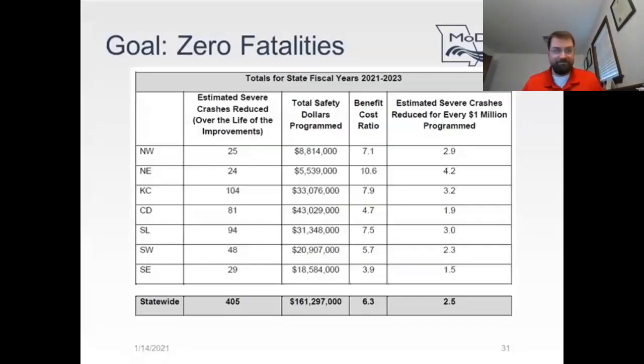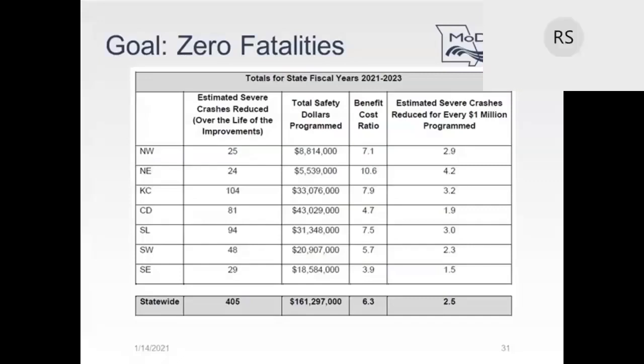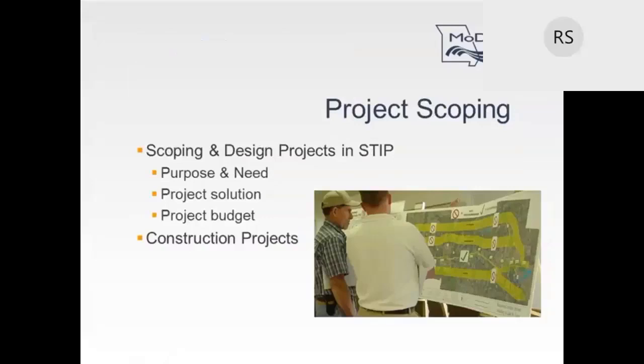All right, thanks, Ray. I'm going to talk a little bit about project scoping. So the MoDOT STIP includes a section called Scoping and Design. The purpose of this section is to identify future highway and bridge projects to start scoping and preliminary design. These projects should be the highest priority needs identified through our planning framework process that Eric and Monica mentioned earlier.